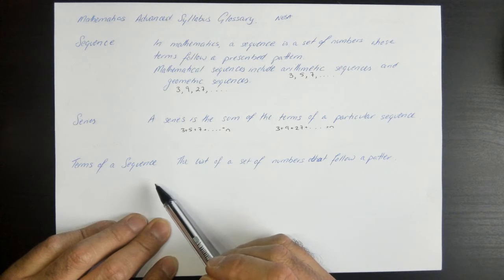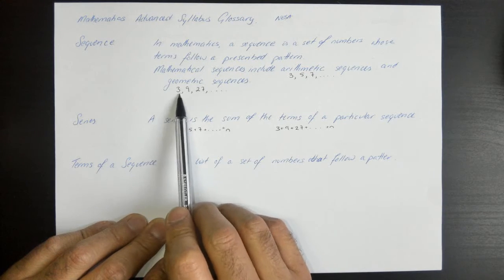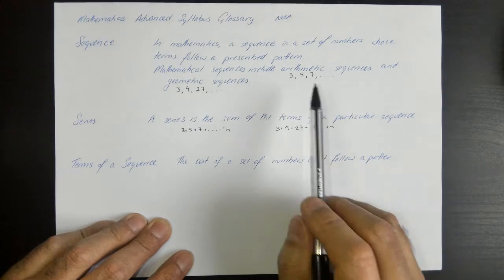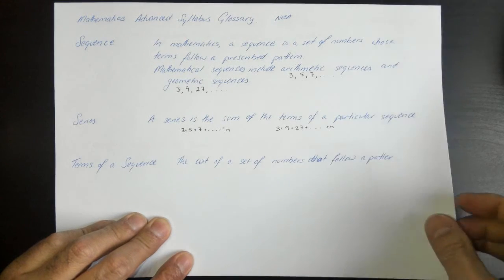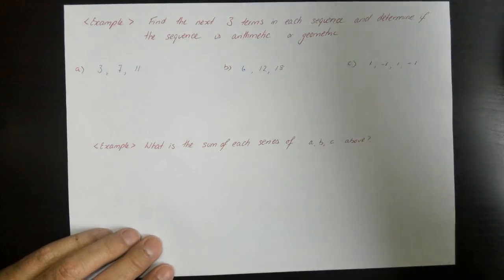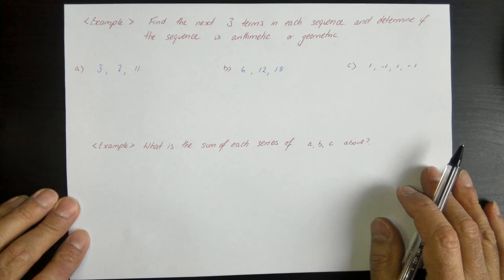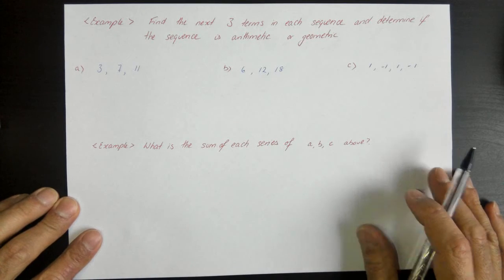The terms of a sequence are the list. So 3 is a term of this sequence. 9 is another term. 5 is a term of that sequence. Let's do some examples. We want to find the next 3 terms in each sequence and determine if the sequence is arithmetic or geometric.